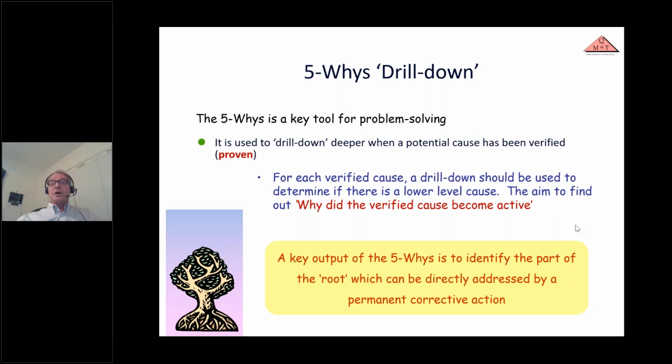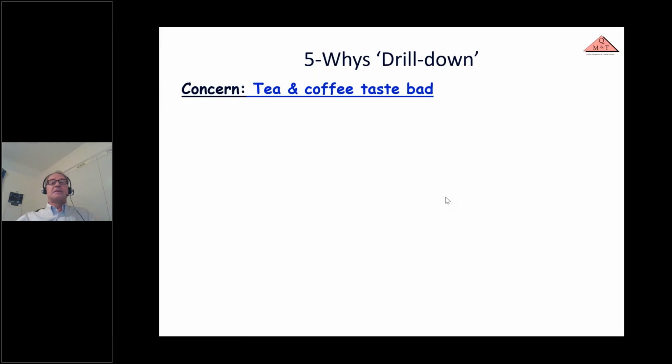I'm going to illustrate now a simple example of the 5 whys. And I've kept this example very simple because there are some points that I'd like to explain. Suppose that the concern is that tea and coffee taste bad, perhaps in the kitchen area of a business organisation. The team will investigate this and ask the question, why do we have bad tea and coffee? The answer to this question has to be fact. Investigation is required. It's not about theories or ideas.